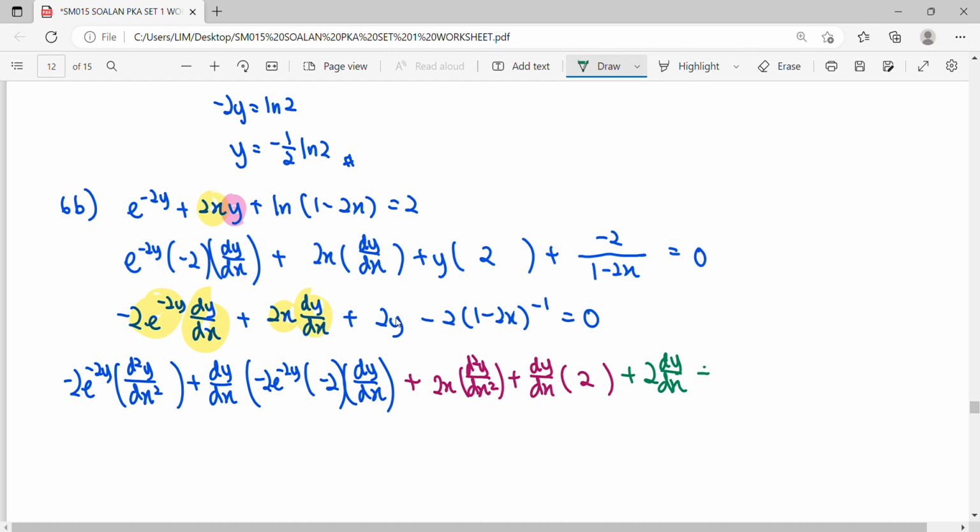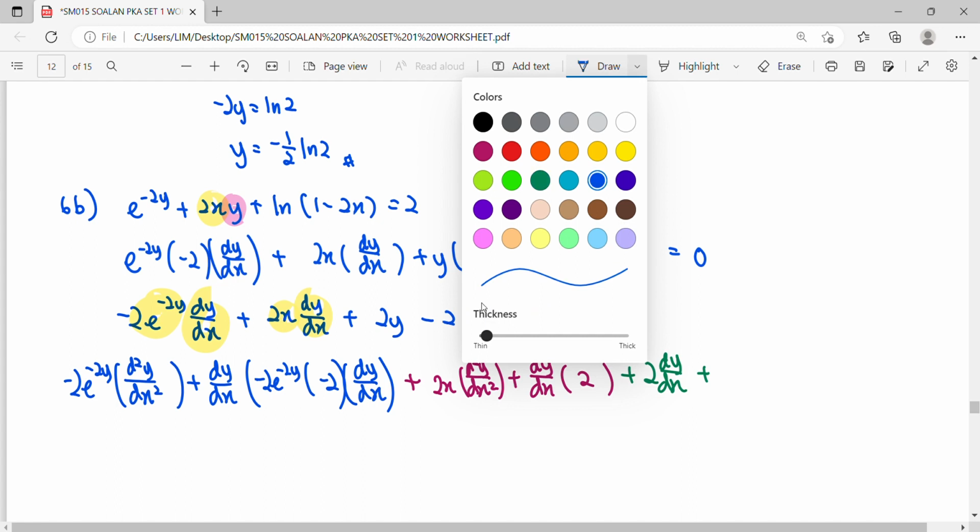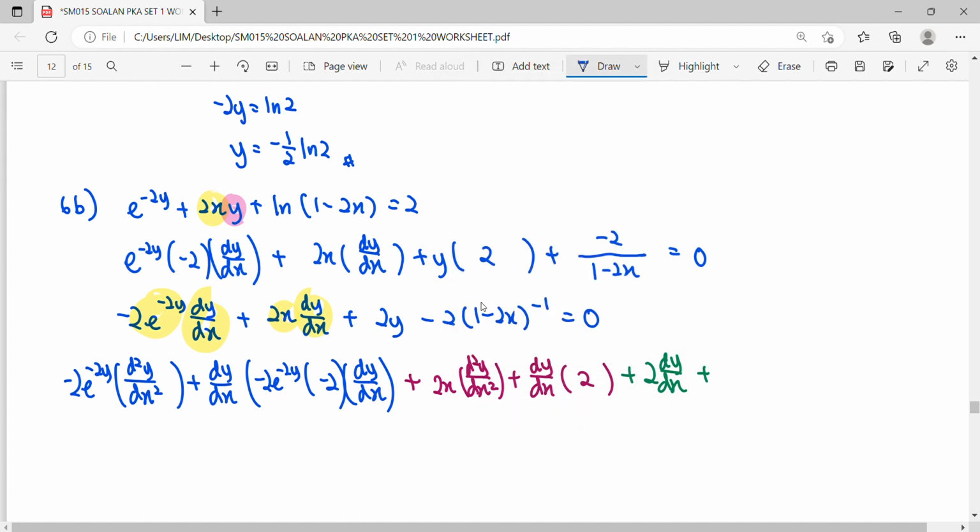Continue this term using the power rule. The power comes down in front to become positive 2. Power minus 1. Differentiate inside the bracket, we have negative 2x, we get negative 2. Then for the right hand side, differentiate 0, of course, we get back 0. Then we are done with all the differentiation procedure.